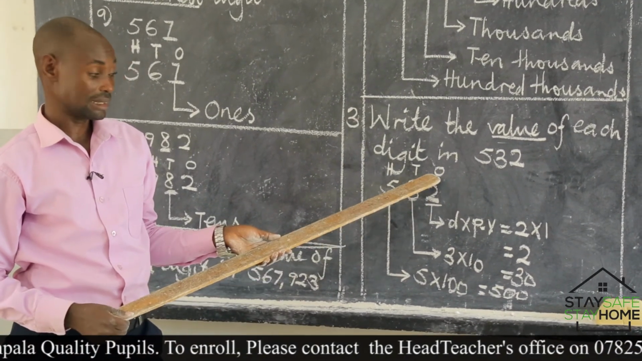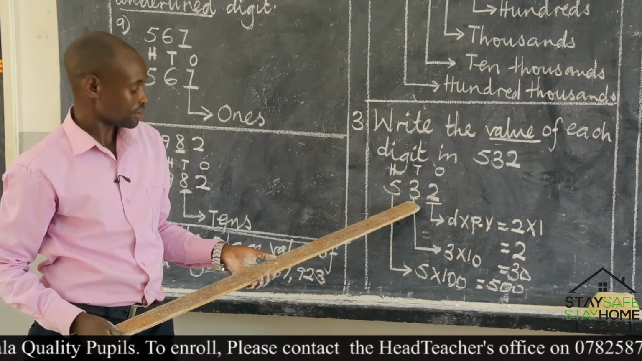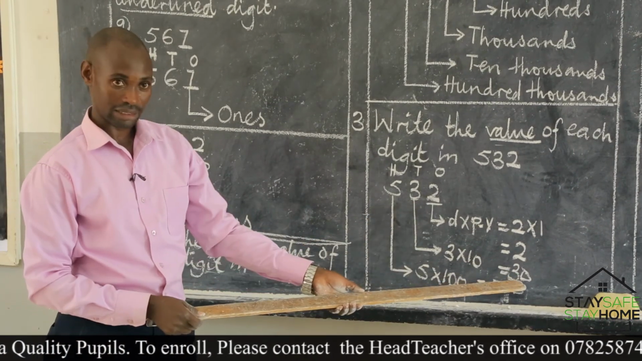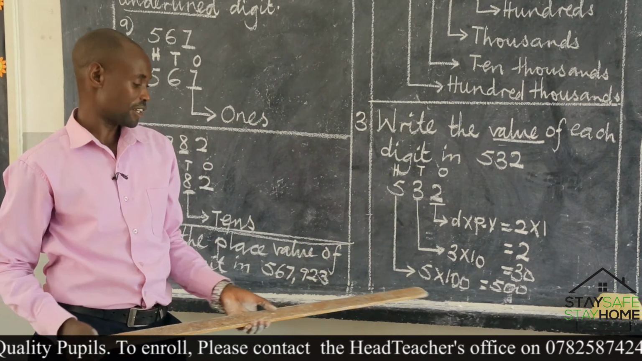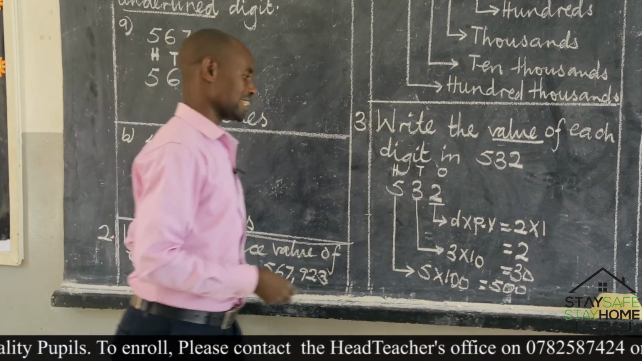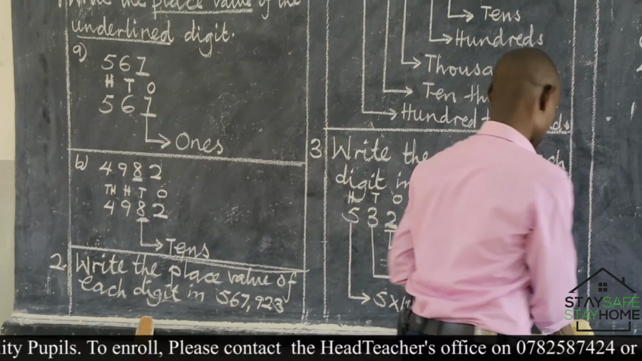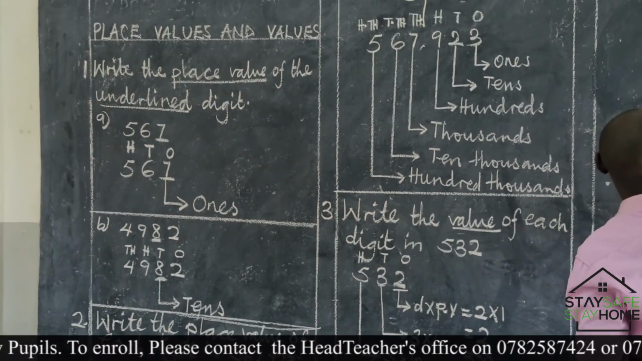So if somebody asked you that what is the value of 2? Are you going to tell me ones? No, you are going to tell me 2. What is the value of 3? The answer is 30. What is the value of 5? The value of 5 is 500. Can I take you through one more example? Then I give you some activity to do.